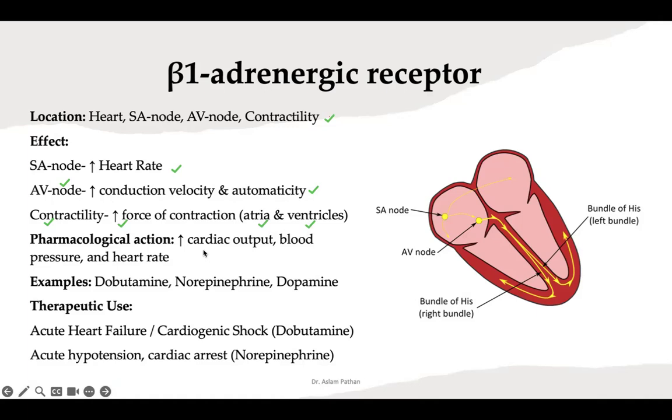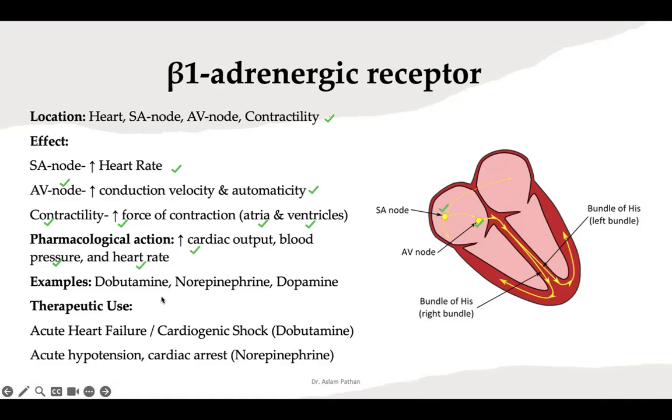It leads to increase in cardiac output. Increase in cardiac output leads to increase in the blood pressure and heart rate as well. So SA node activation here leads to increase in the heart rate, and the AV node activation leads to increase in conduction velocity and automaticity.